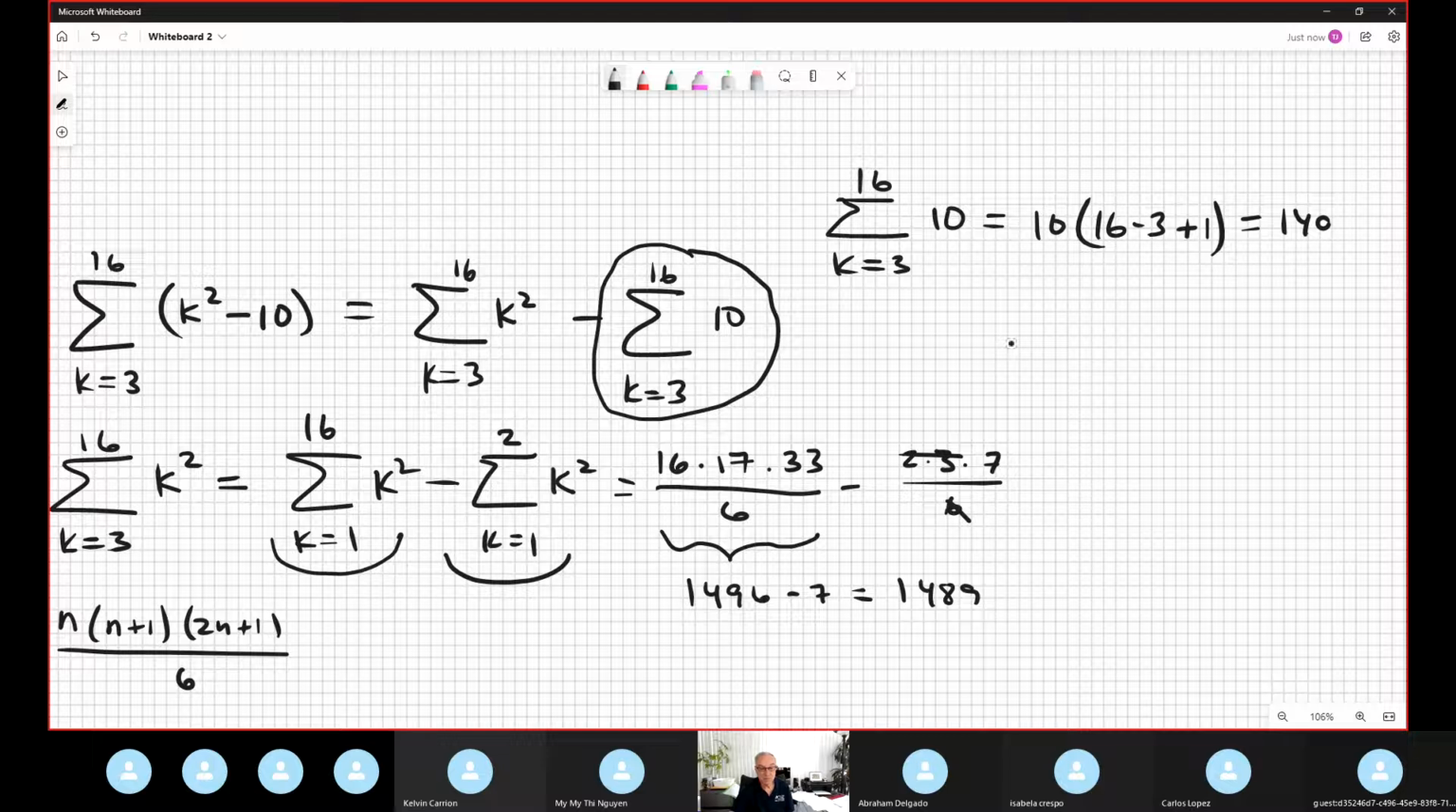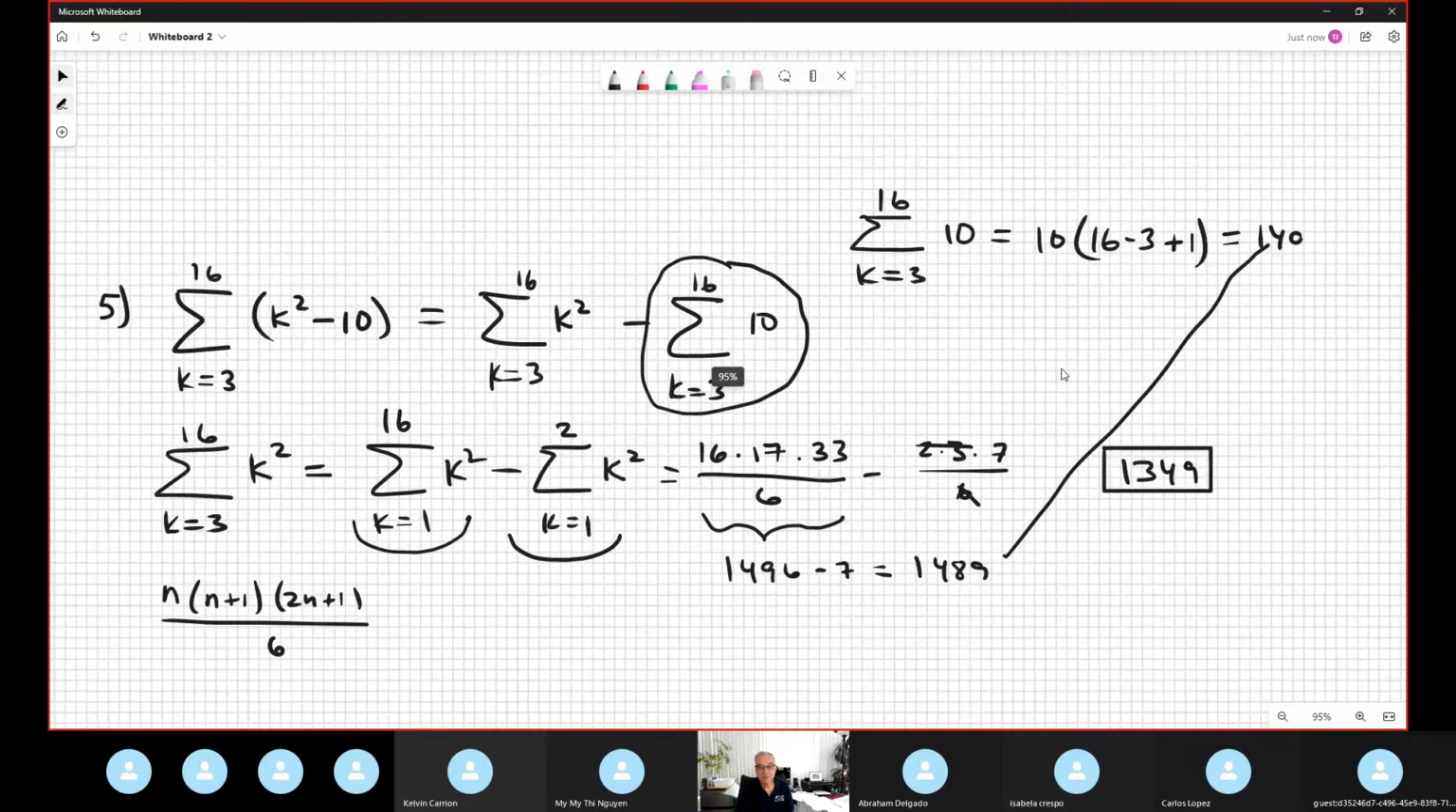And now you're adding, no? Also you add, no subtraction. So it's 1,489. This and this together, subtraction. Okay, minus 140. The answer is 1,349. This is the final answer. It's a little bit complicated, eh?